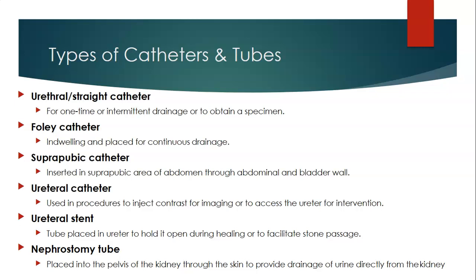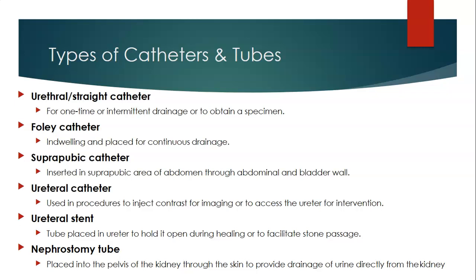Ureteral catheter. This is something that will be placed or used in procedures to inject contrast for imaging or to access the ureter for intervention. So again, we've talked about urethral catheters, which go through the urethra. This is the ureteral. So this is the ureter that goes from the kidney to the bladder. It's a different location.